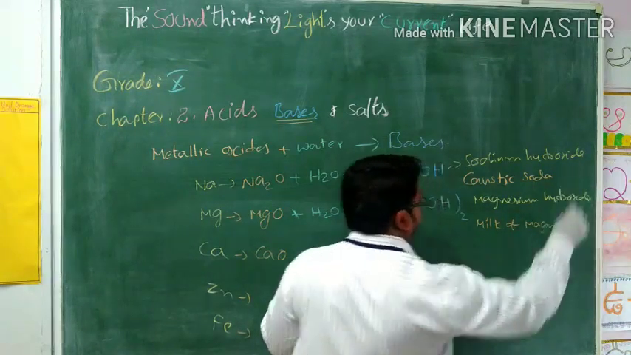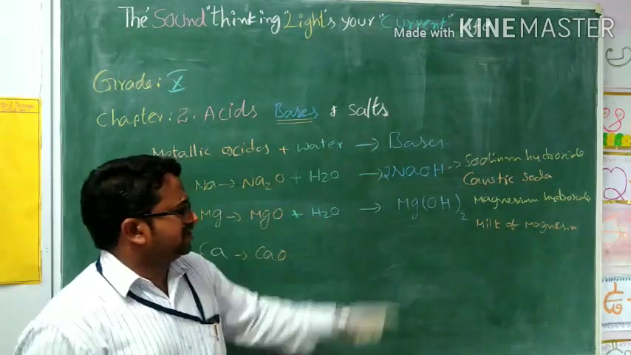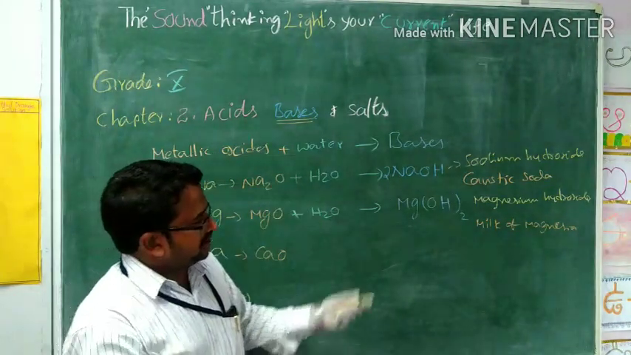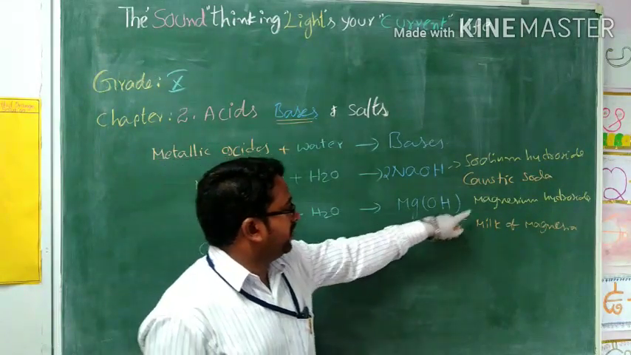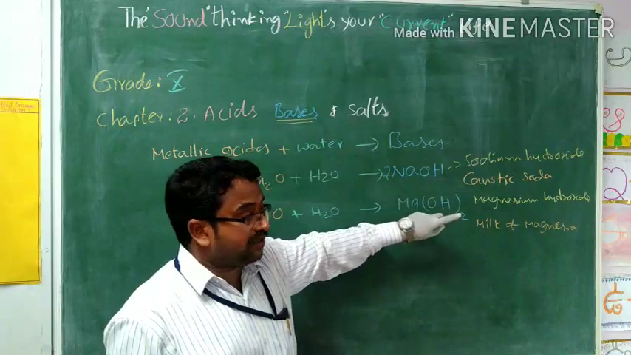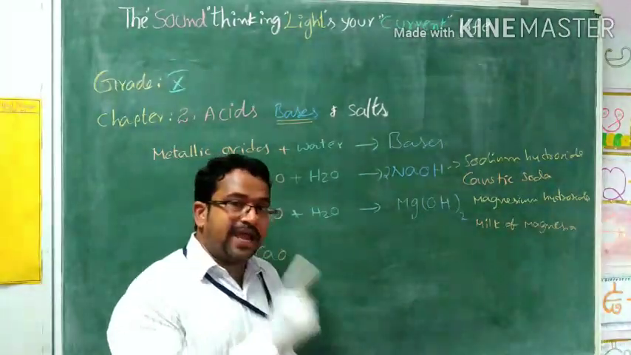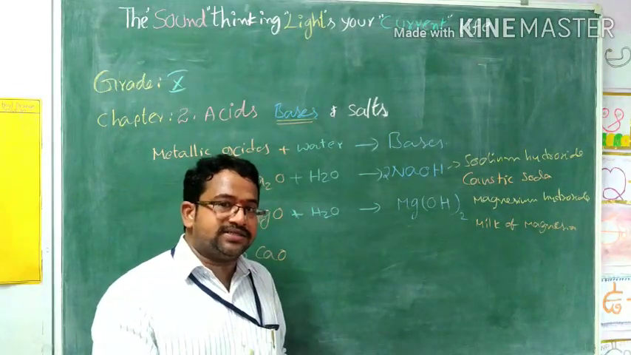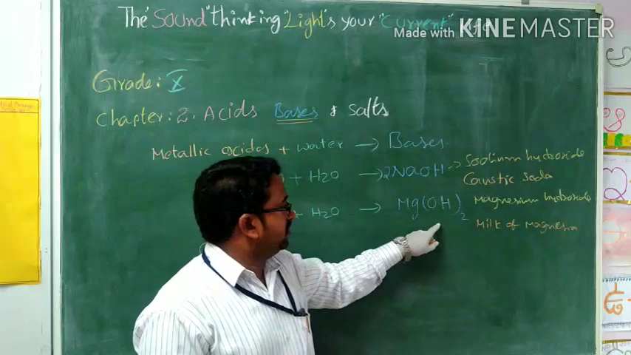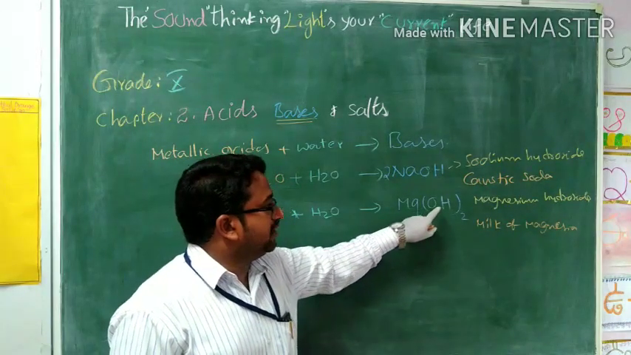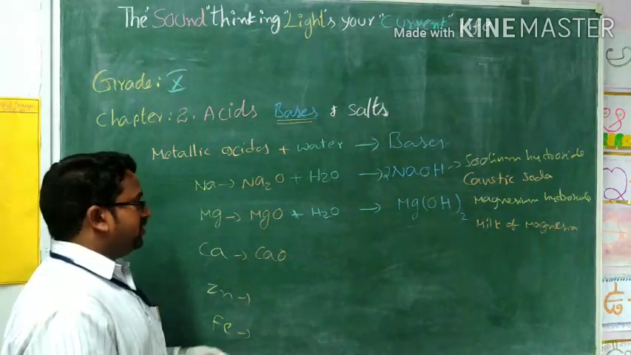Milk of magnesia. Of course, it is very clear, just like milk, so we call it milk of magnesia. Magnesium hydroxide is very important for us because it is the main ingredient in antacid tablets. When you are suffering from acidity, they suggest some tablets. The main ingredient in them is magnesium hydroxide, nothing but milk of magnesia. Further gas also we will discuss.